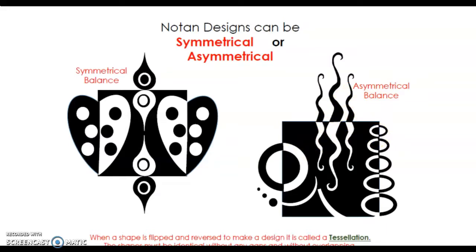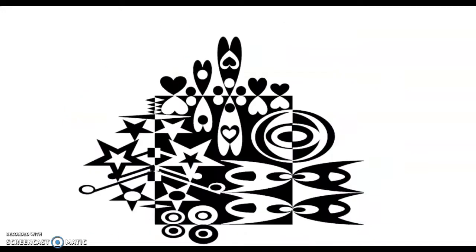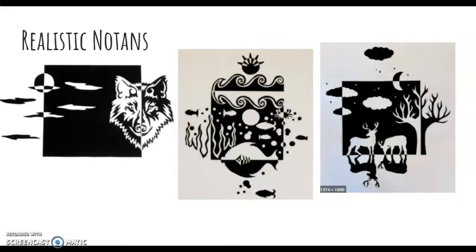They need to be flipped. They cannot be rotated, and I'll show you what that means. They can be pretty complicated, and they can be realistic. If you look at these, this is what we're eventually working our way up towards, something realistic. But we're going to start very basic today with just organic and geometric lines and shapes.